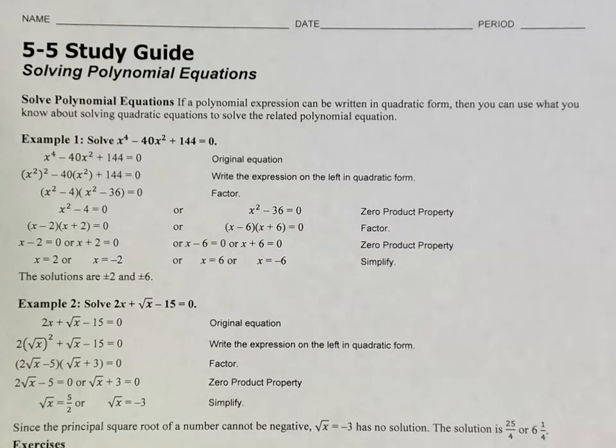Alright, so now we're going to talk about the second part of these notes, which is the actual solving of the polynomial equation. So if on the front of these notes you didn't have too much trouble doing that, then this is going to be relatively easy. All we're going to do, if you remember, is set each factor equal to 0 and solve.